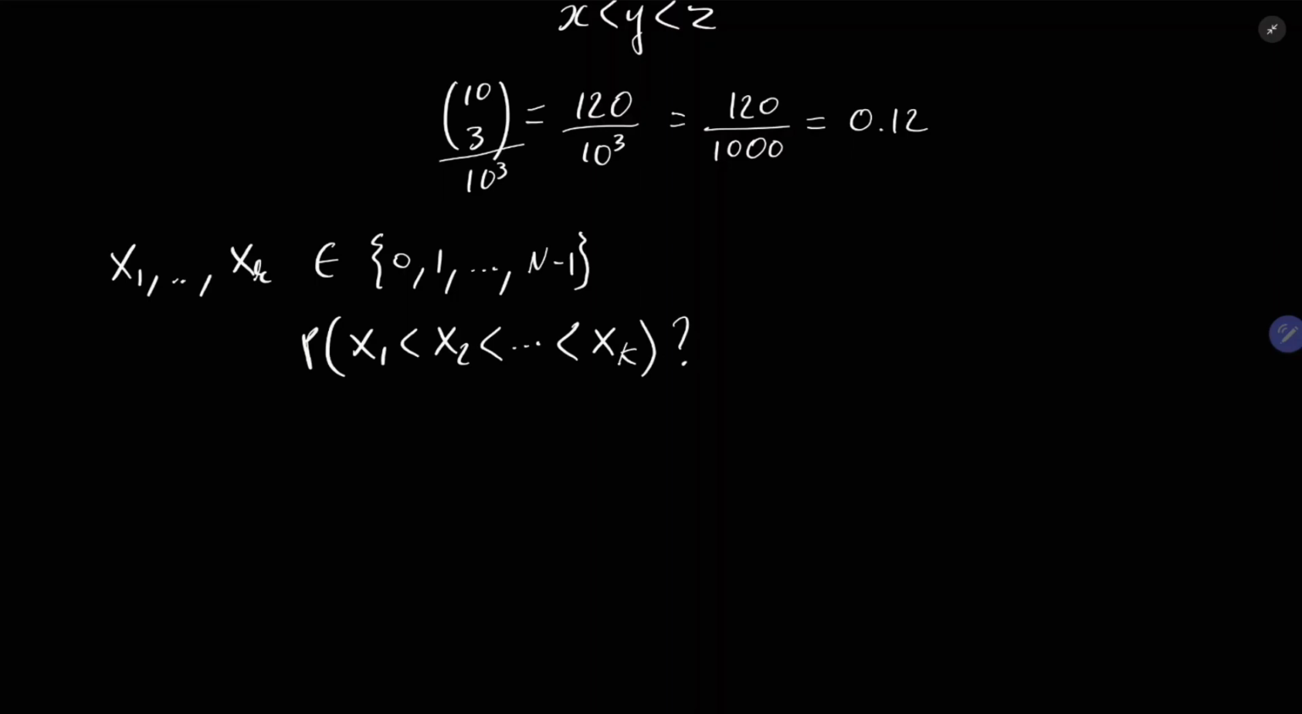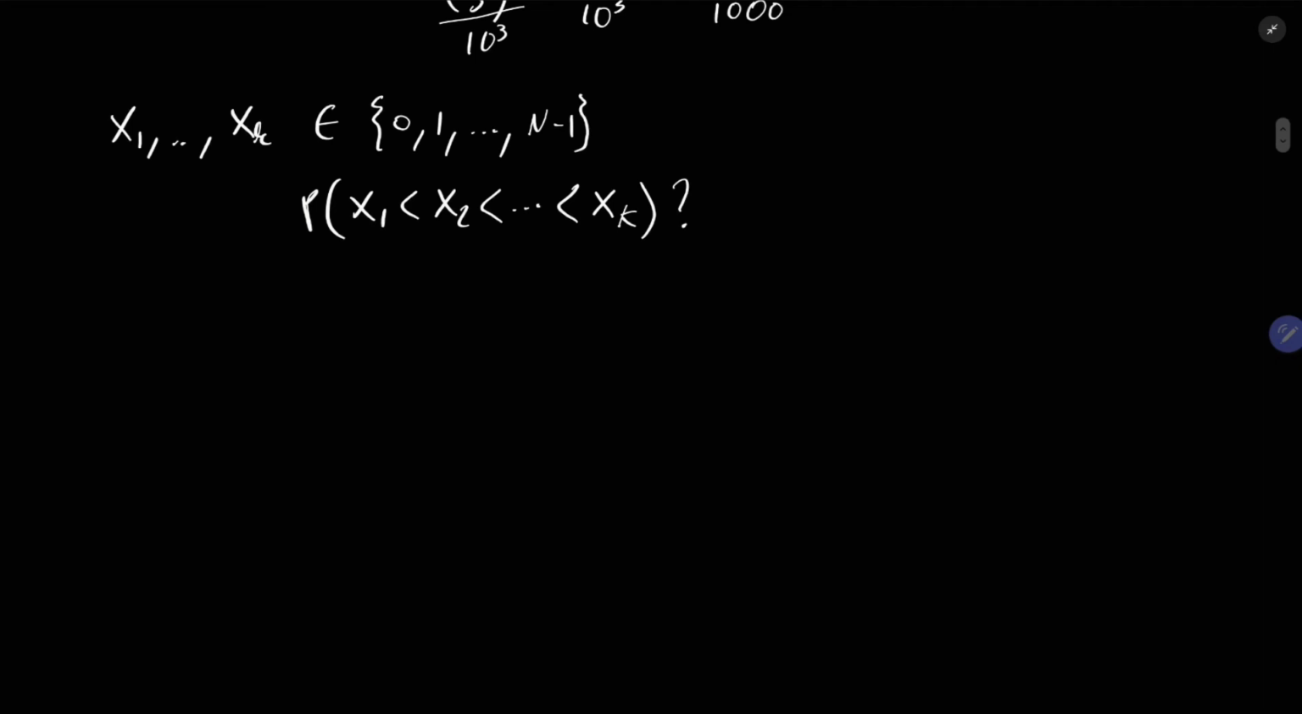Well, in that case, the number of unordered sets of different values is equal to n choose k, and the total number of possibilities is equal to n to the power of k. So at the end, your probability that all of your x1, x2, etc. will be ordered in ascending order and distinct will be equal to n choose k divided by n to the power of k.